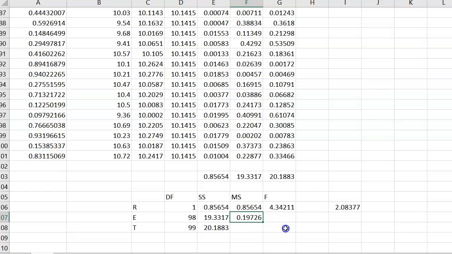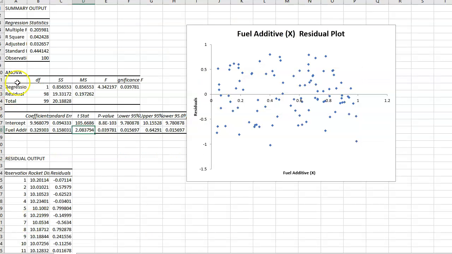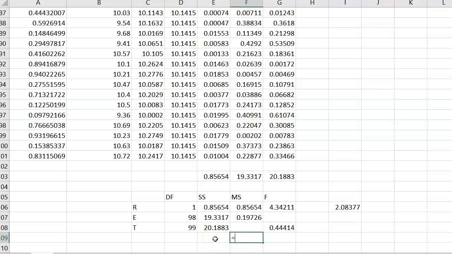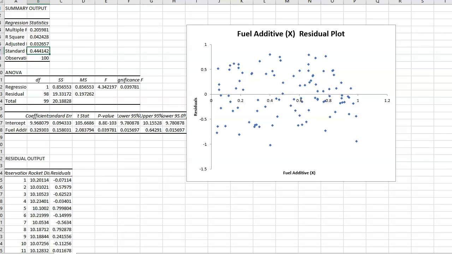Let's look at this guy right here. What if I take the square root of him? That's going to be a measure of how much standard deviation there was from the data points around the regression line. That's 0.44414. And up here, standard error, 0.44414. Let's try another piece. What if I take SSR divided by SST? That should be my R squared, 0.0424. R squared, 0.0424. So if Excel hadn't given me all this output, I would know how to get it, but of course it did.